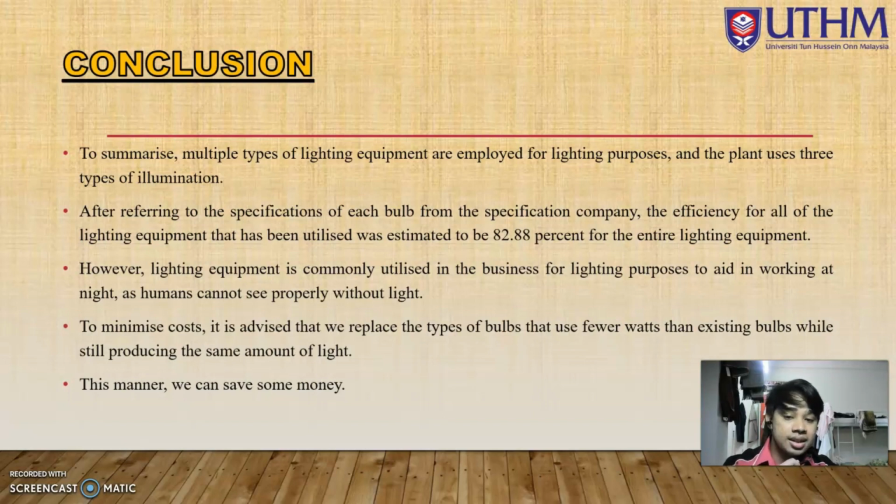To minimize cost, it is advised that we replace the type of bulb with one that uses fewer watts than the existing bulb, while still producing the same amount of light. This way we can save some money.